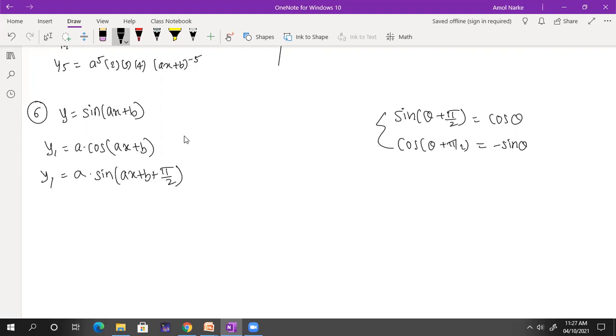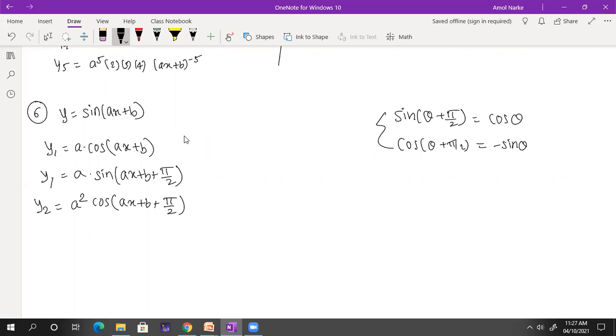So if I try to find my y2, what is y2 then? A square. Firstly, I write in a simple manner cos of (ax plus b plus pi divided by 2). Is it okay?